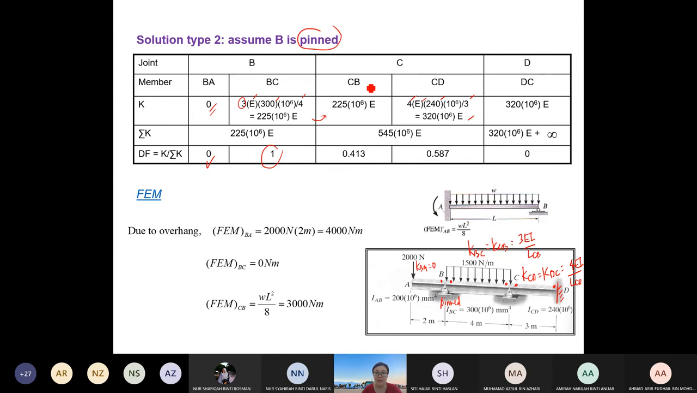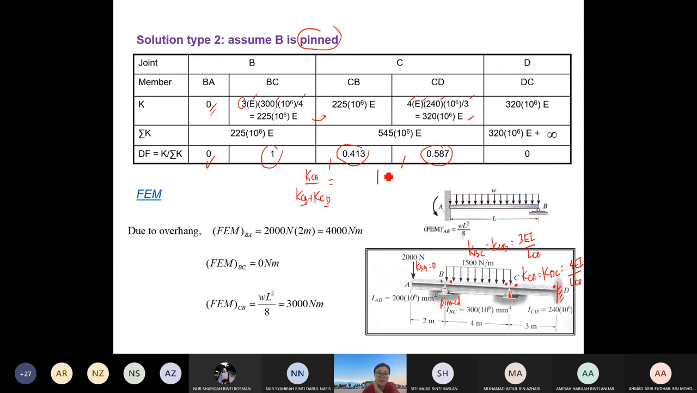Okay, and we start to get the DF for CB. The calculation is KCB divided by KCB plus KCD, because it acts at joint C. So there are two members, CB plus CD. KCB is this one, 225 E6 E, and then divide by KCB plus KCD. So just sum these two up, and you get 0.413 here. If you're confident, at C, the sum of the DF must be equal to 1. So this one can be obtained by 1 minus 0.413.